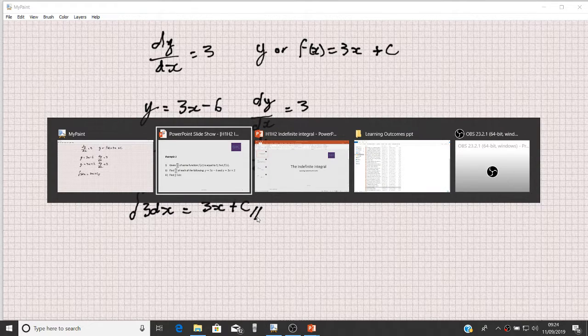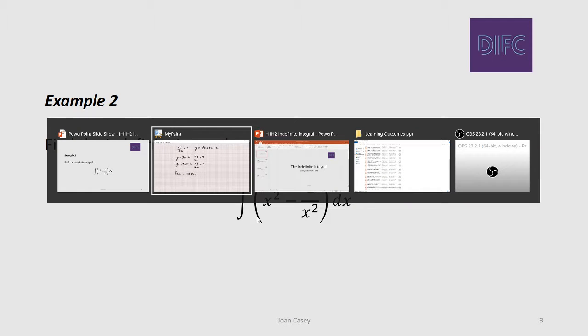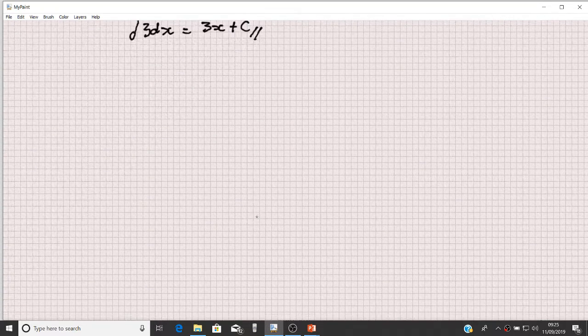Let's look at another example of the indefinite integral. In this case, we want to find the indefinite integral of x squared minus 1 over x squared dx. So take a look at that. The problem we have is an indefinite integral of x squared minus 1 over x squared. Now we're going to use the formula for x to the power of n. But before I can use that formula, I'm going to rewrite the problem.